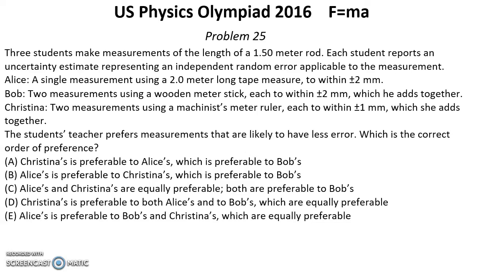The students' teacher prefers measurements that are likely to have less error. Which is the correct order of preference?